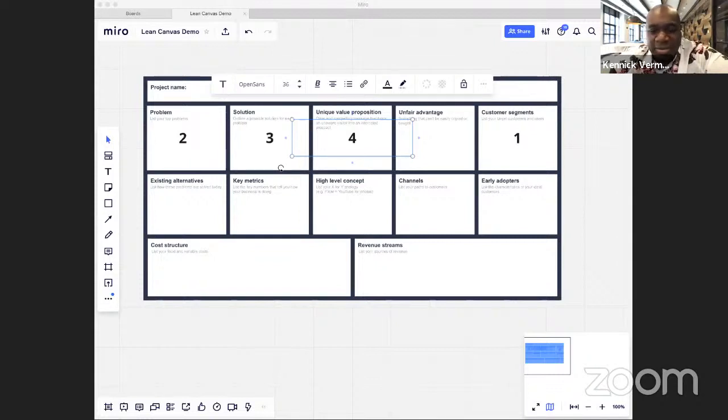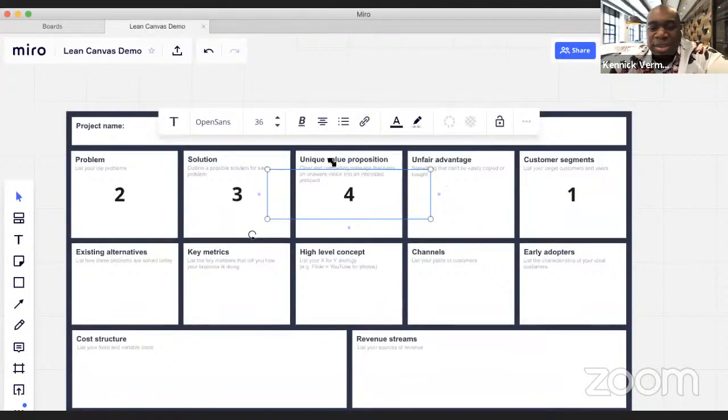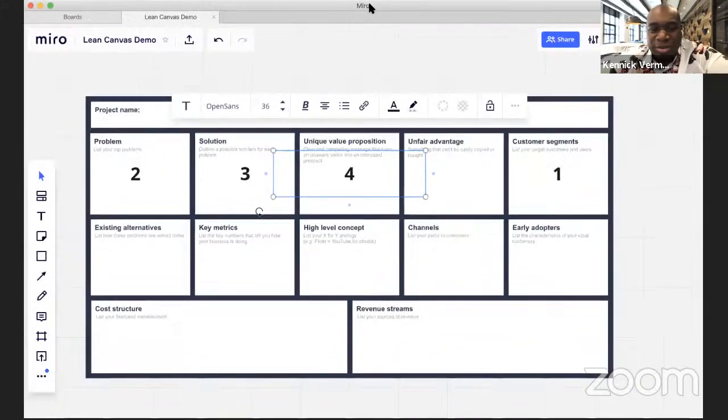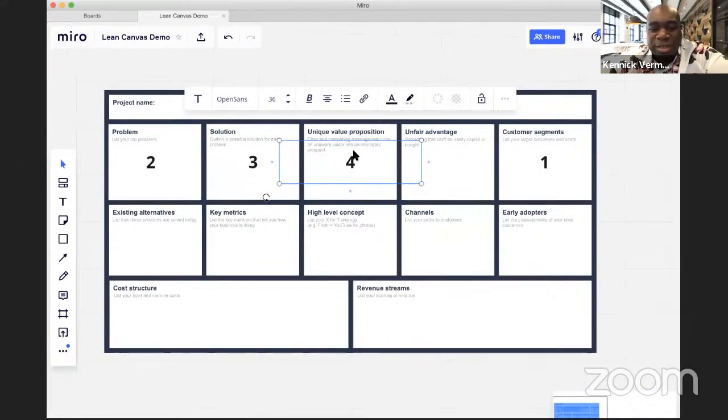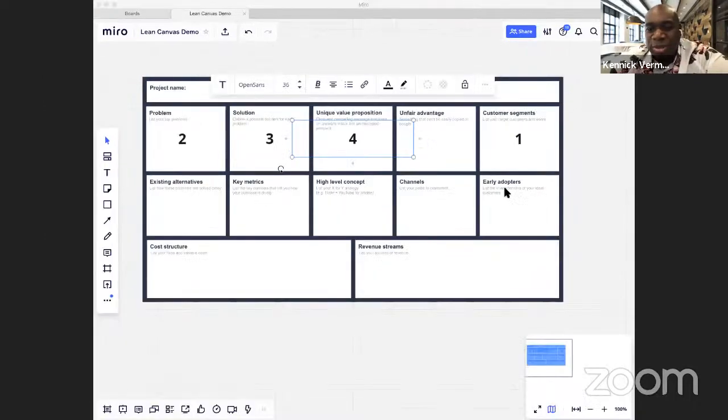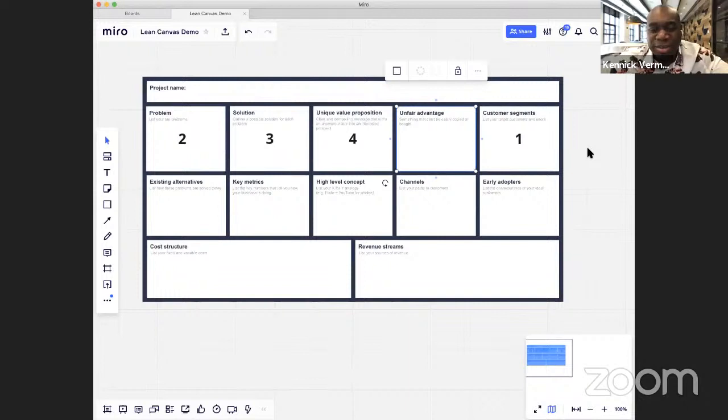Excellent. So quick note here again, a lot of people will do the unique value proposition third, and then they'll do the solution third, but you could actually do it both ways. The main thing is you want to be able to understand the solutions, and you want to be able to understand how your proposed solution is unique to the current existing solutions.